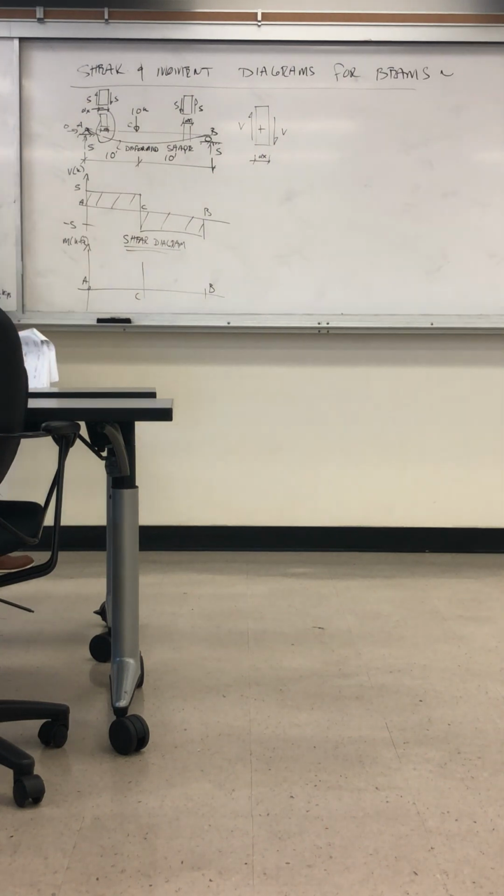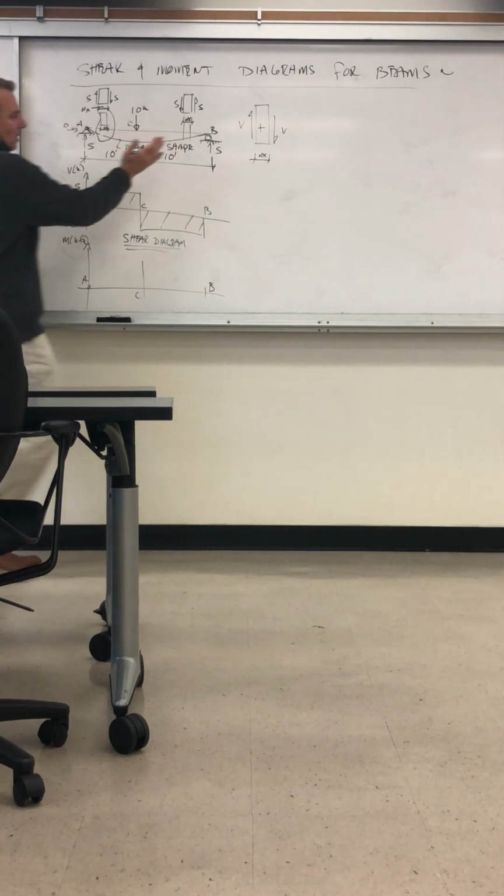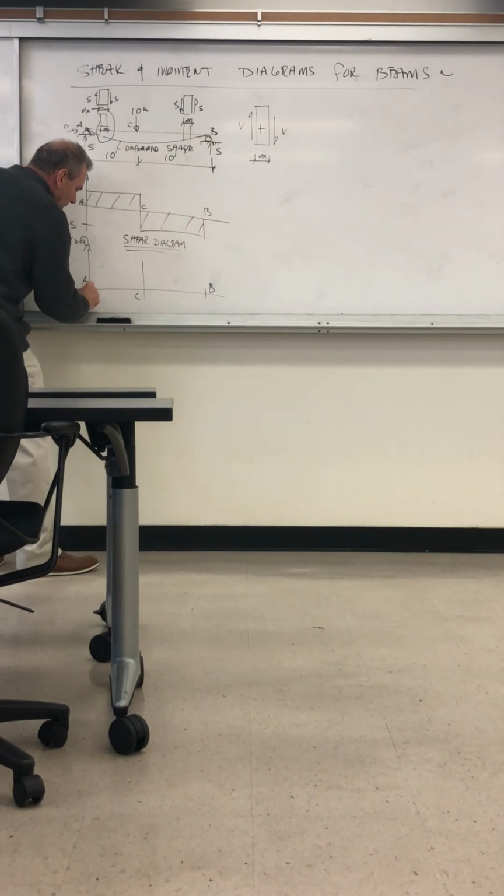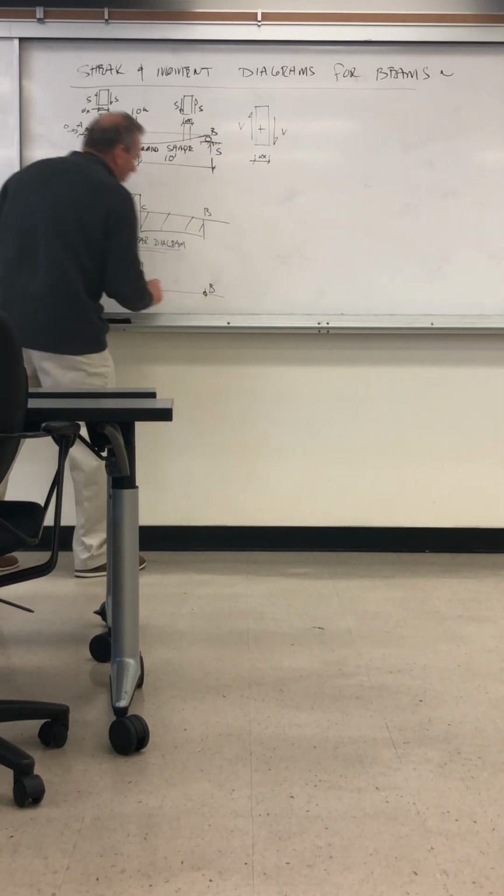It's just a roller, it's free to rotate. It can't resist or hold a moment. So we know this is 0 here, and this is 0. So we have 2 points.